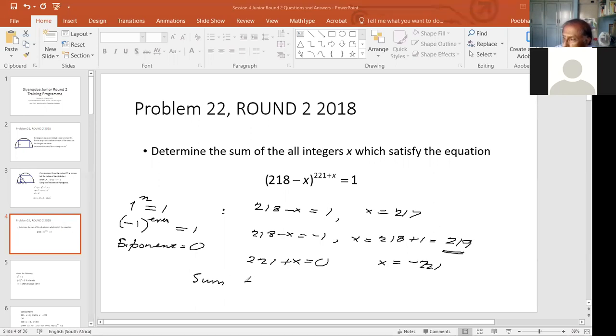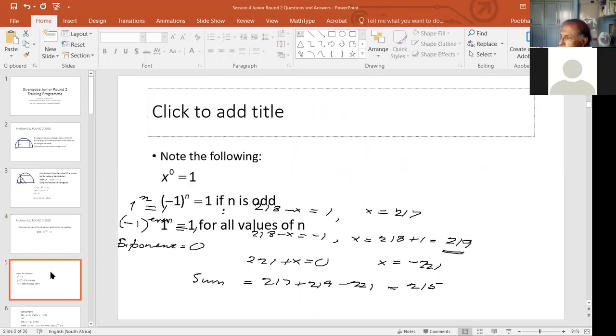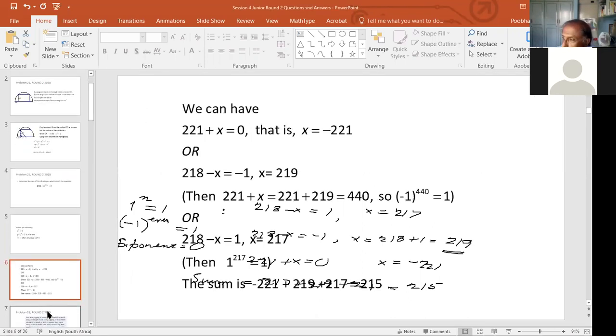So there are 3 possible values: 217 plus 219 minus 221. And 219 minus 221 is -2. So it looks as if the sum is 215. So this is the answer that I get. Let me just check to see whether this is what I got here. All right, I got 215 at the end of this. So I am on the right track.